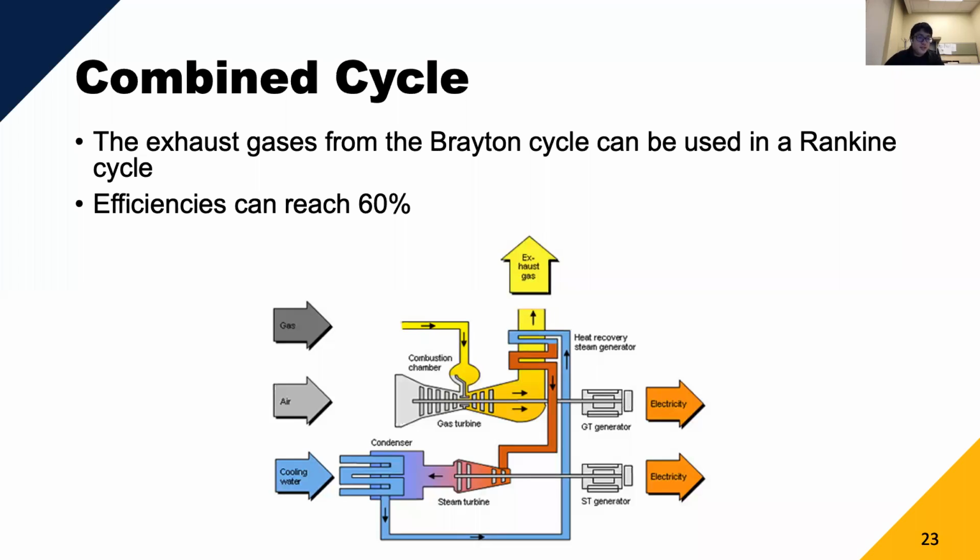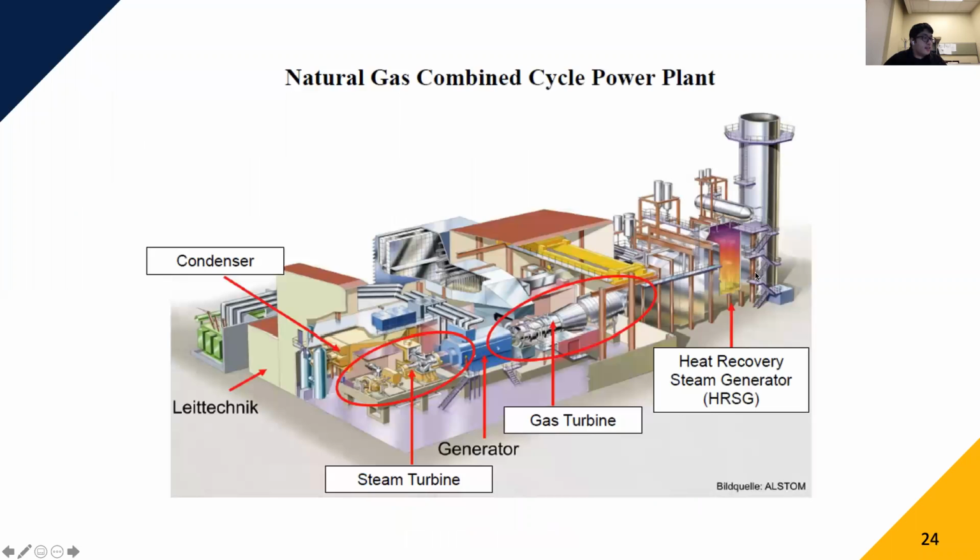Let's get back into it. So this picture is what you might find at a typical combined cycle power plant. And importantly, you can see that this particular one contains both a gas turbine and a steam turbine. That's what makes it combined cycle. So you're doing both the Brayton and Rankine thermodynamic cycles here.